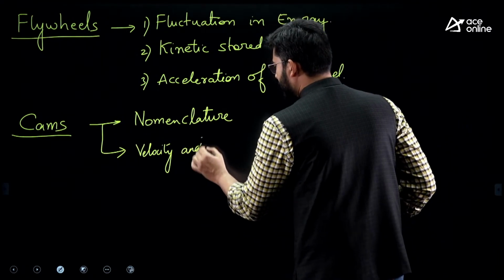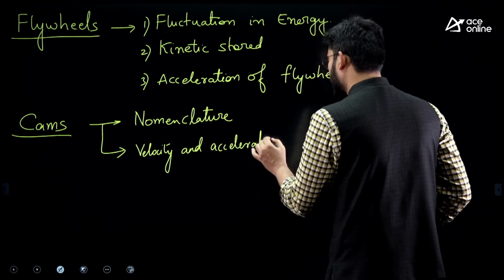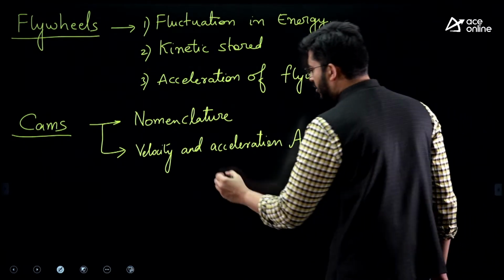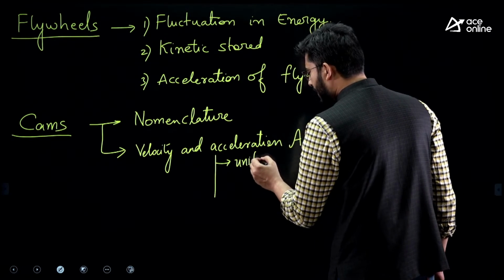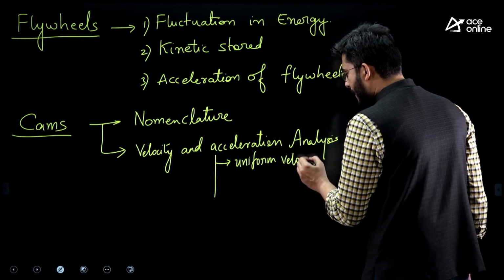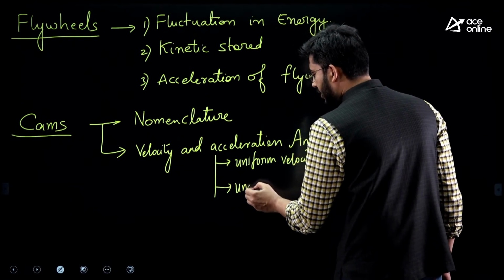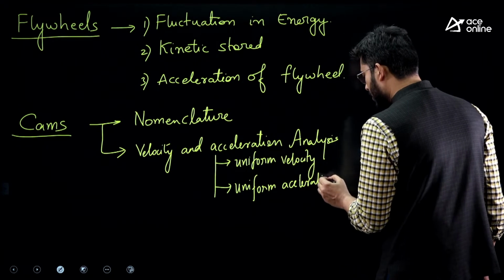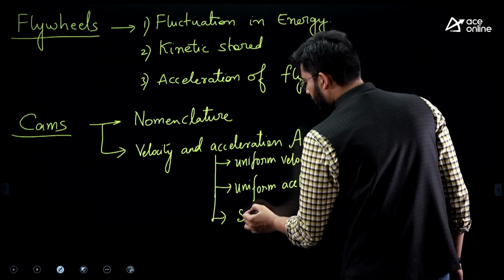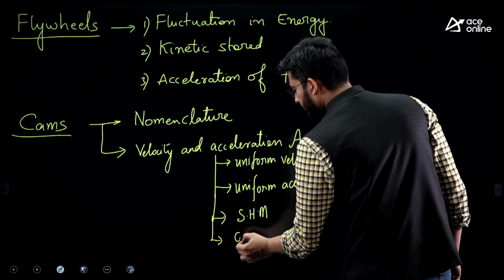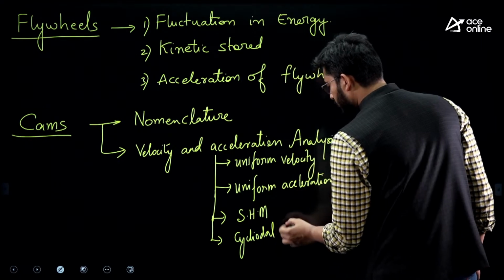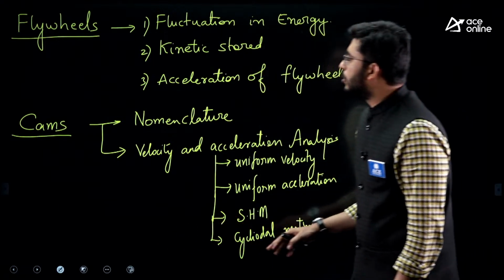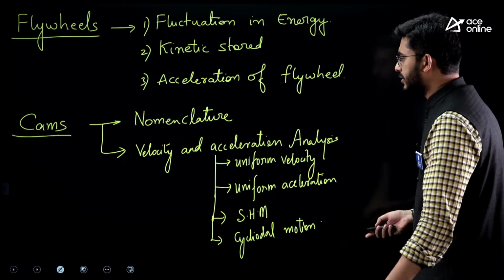So velocity and acceleration analysis will be carried out only for four types of motion. One is uniform velocity, one is uniform acceleration, followed by simple harmonic motion and cycloidal motion. So these are the concepts, guys. So far I think we have completed 5 chapters, another 3 to go.